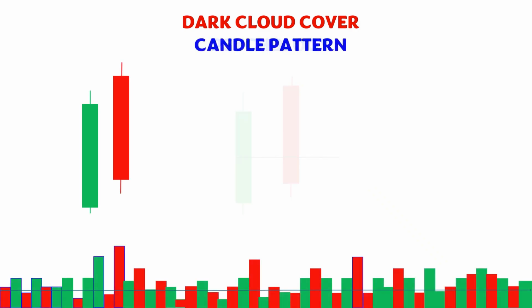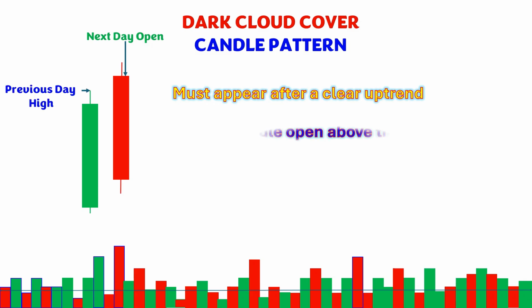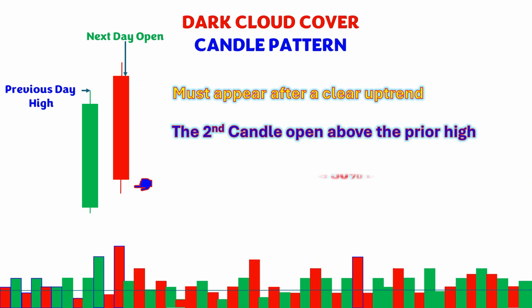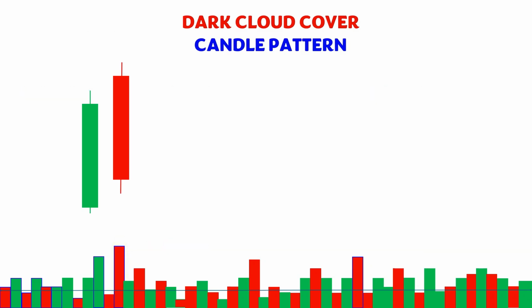To ensure it's a true dark cloud cover, check these points carefully. Must appear after a clear uptrend. The second candle opens above the prior high, a gap up. The close of the second candle should be below the 50% mark of the first candle's body. Higher volume on the second candle strengthens the bearish signal.